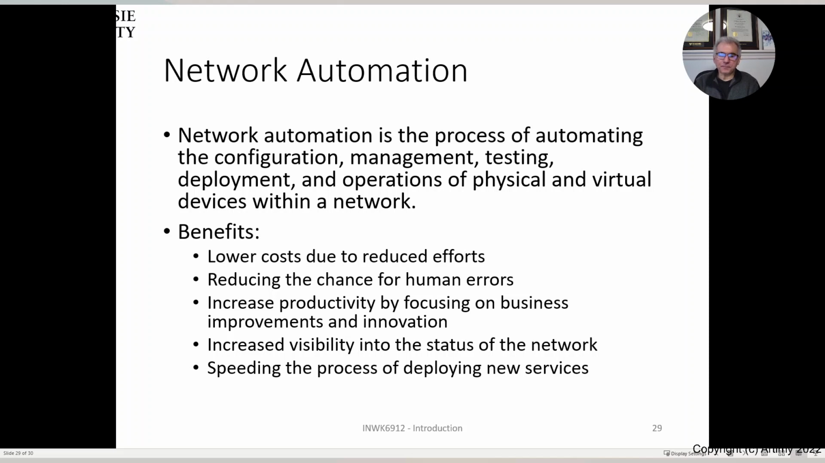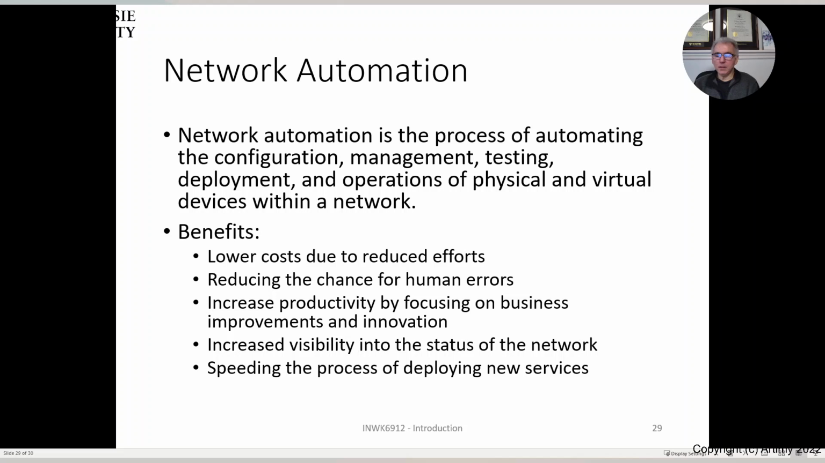You can also increase the visibility into the status of the network. You can gather information about the network, such as the status of certain ports. If you do this with automation, you may be able to give a bigger picture of the status of the network with a script, rather than doing it manually or even with network management protocols.